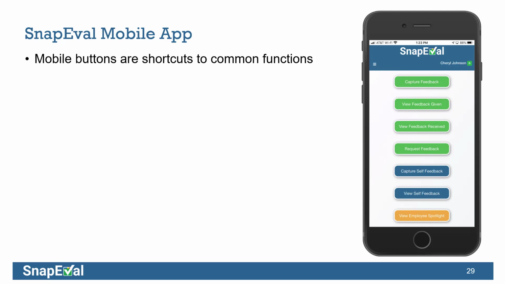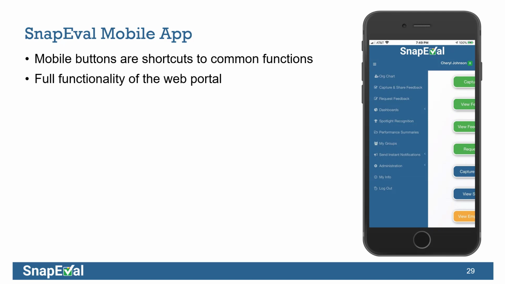The 2 blue buttons relate to capturing self-snaps, or feedback about your own performance, and viewing the feedback that you essentially have given to yourself. This, again, is very helpful if you're having a meeting with your manager and you want to remember things that you captured about your own performance. You can simply click on the View Self-Feedback button and you'll see all the self-snaps that you've created for yourself. And then lastly, the yellow button relates to the Spotlight performance recognition feedback. This takes you essentially to the list of all the snaps that have been recognized for performance excellence.